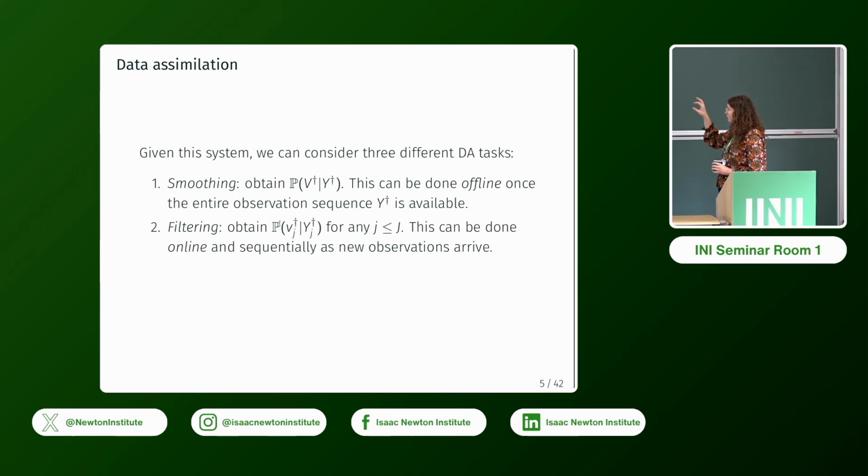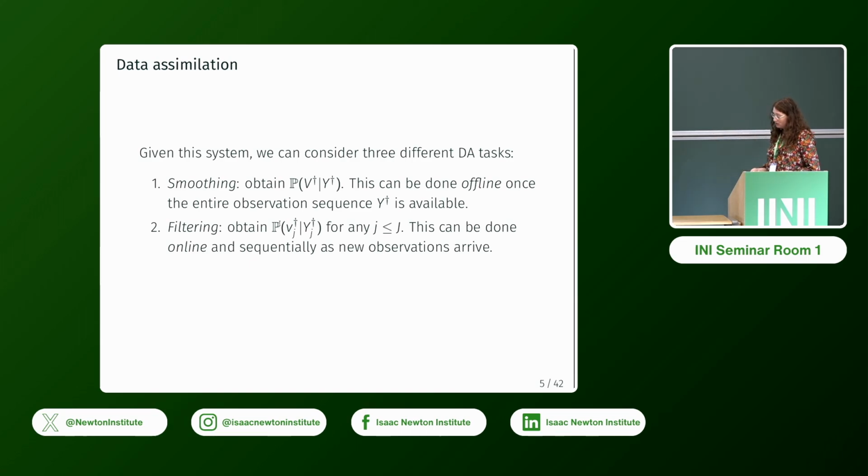Filtering is what I'll focus on today, and that's to estimate the state at the current time given all the past observations. So this is done online and it's done sequentially. I'll describe how the sequential process works, but essentially as new observations arrive, we keep updating our filtering distribution.